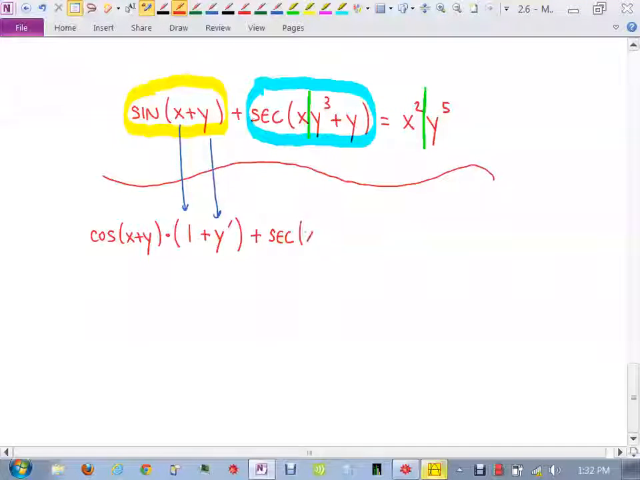So it's secant junk, tangent junk. It's going to be a freaking disaster. Just wait.